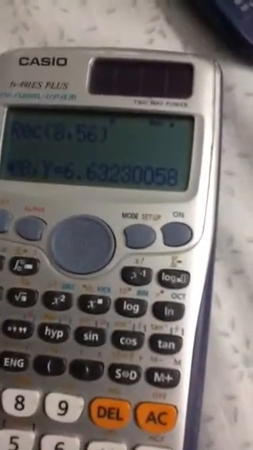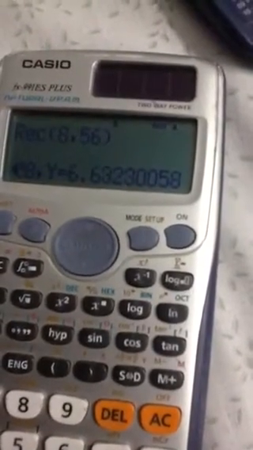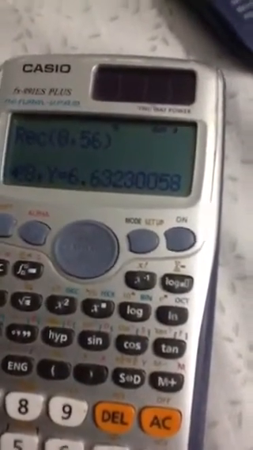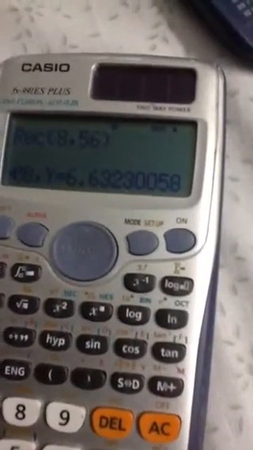So this is how you use a calculator to calculate the rectangular and polar. This simplifies things a lot because you don't have to use trigonometric tables and work your way out a lot. Hope this helps.